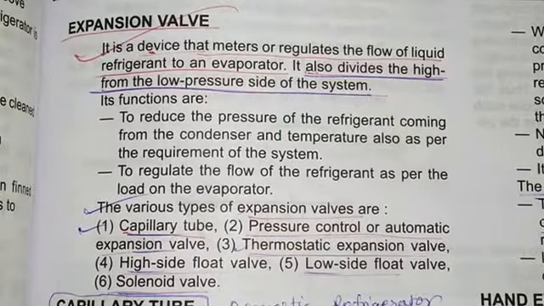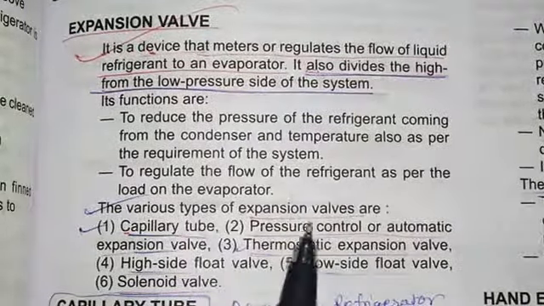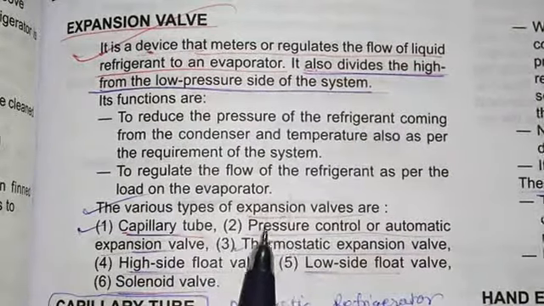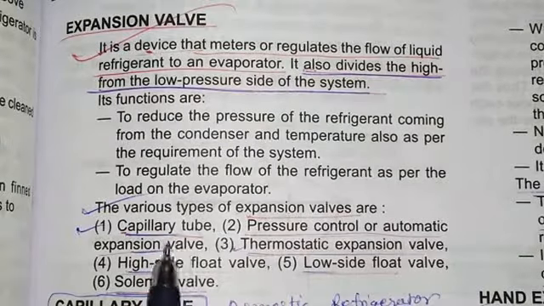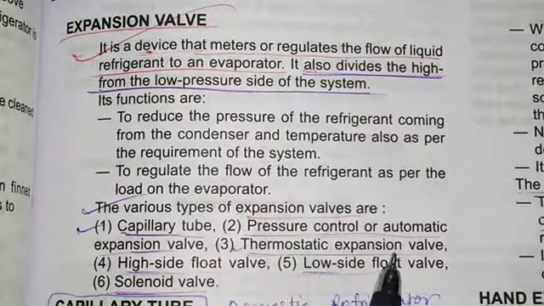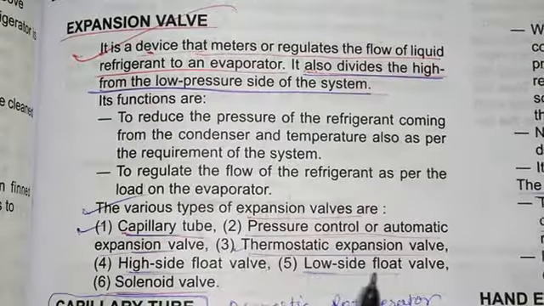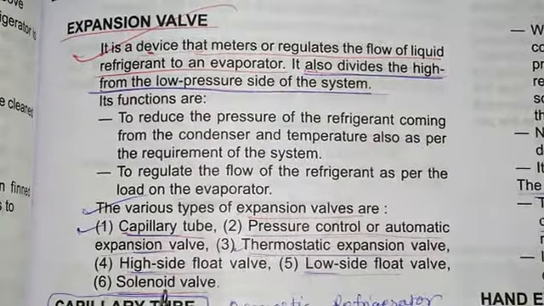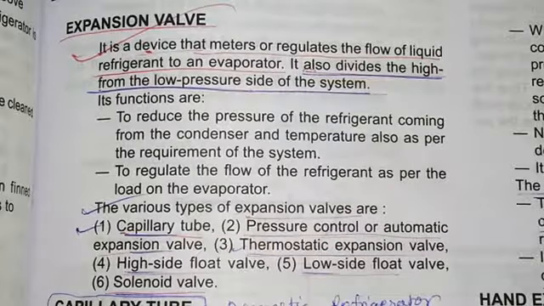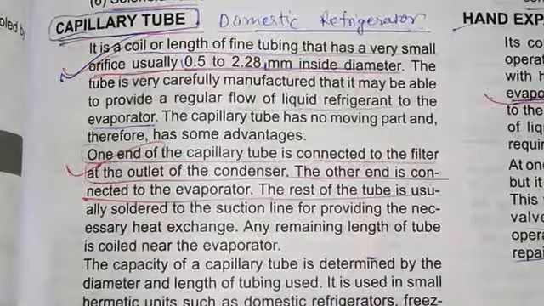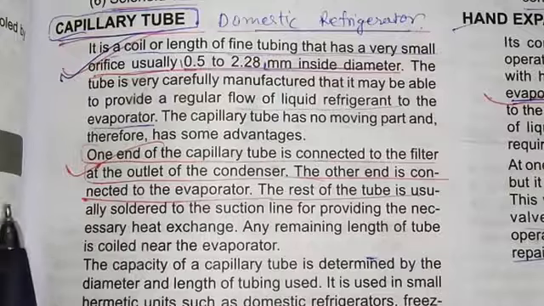And now let's see the different types of expansion valves: capillary tube, pressure control or volume expansion valve, thermostatic expansion valve, high side float valve, low side float valve, and solenoid valve. We will discuss them one by one in short. Okay, so this is a capillary tube.